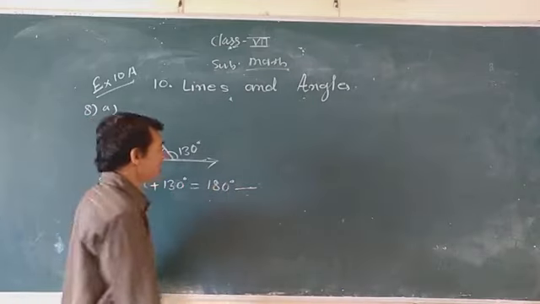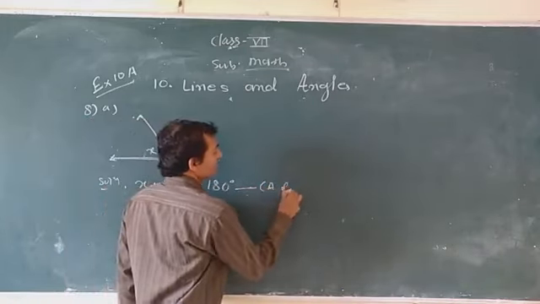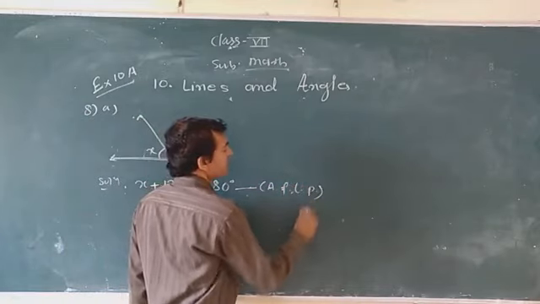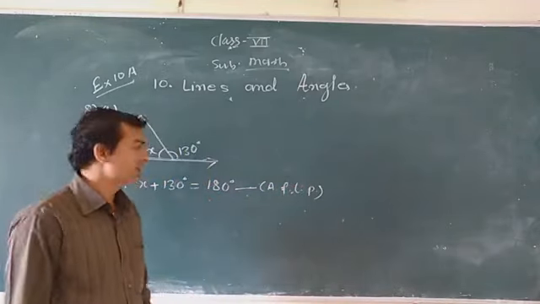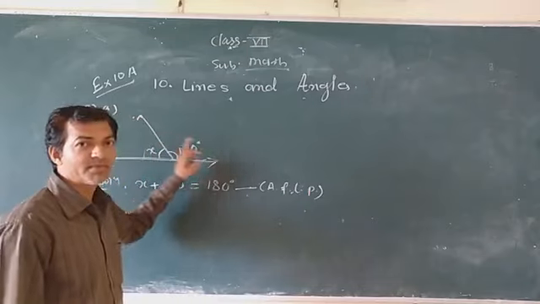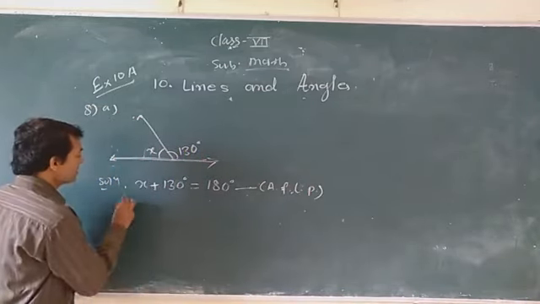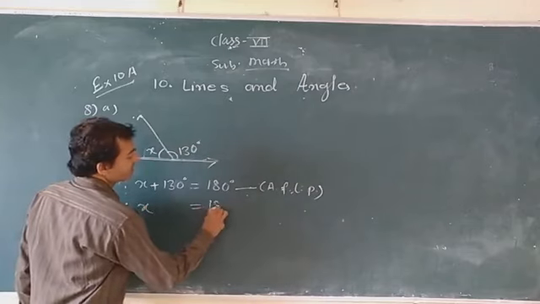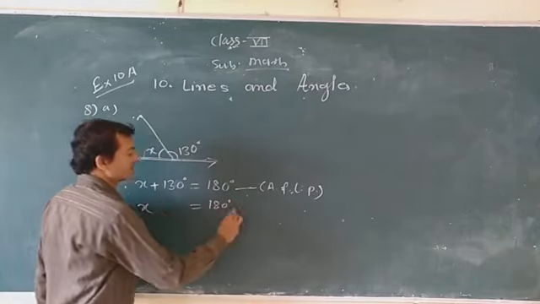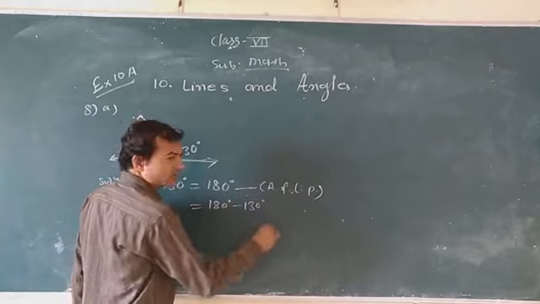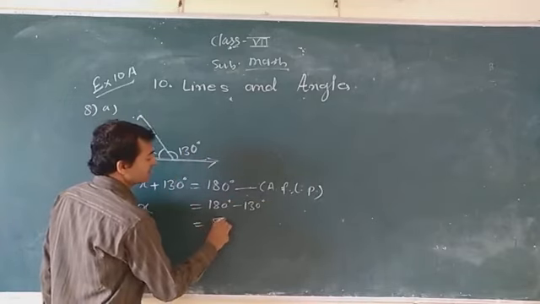Why? Angle forming linear pair. Because these two angles form a linear pair, their sum is 180 degrees, because this is the straight angle. So x will be equal to 180 degrees minus 130. This is the equation. So you can get 50 degrees here.